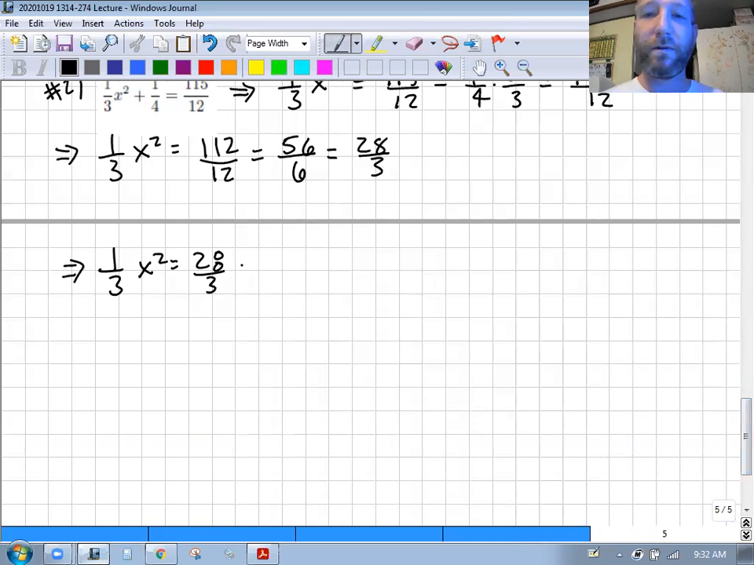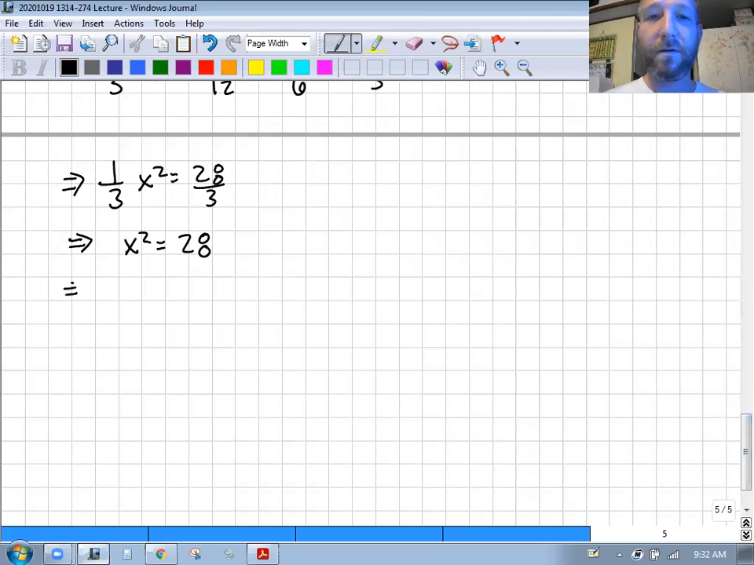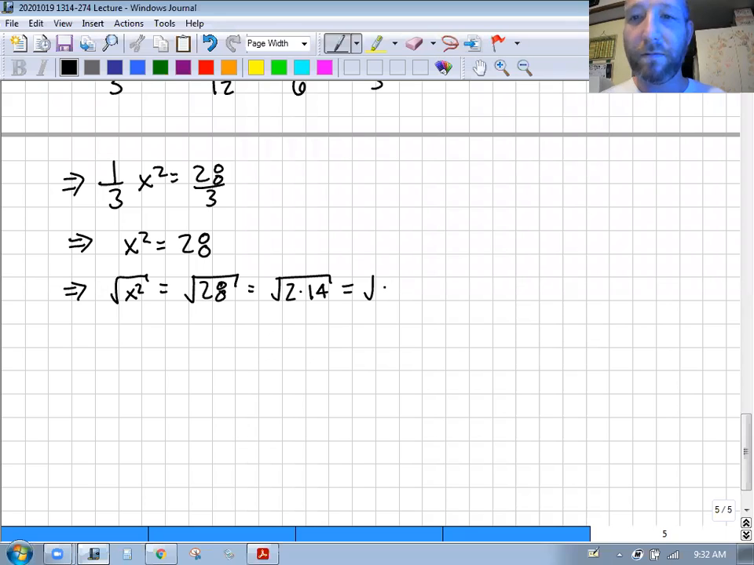All right, so here, if we multiply both sides by 3, our x squared is 28. So square rooting both sides. See, 28 is what? 2 times 14, which is 2 times 2 times 7. We got two 2's here, right? That's 4. The square root of 4 would be 2.